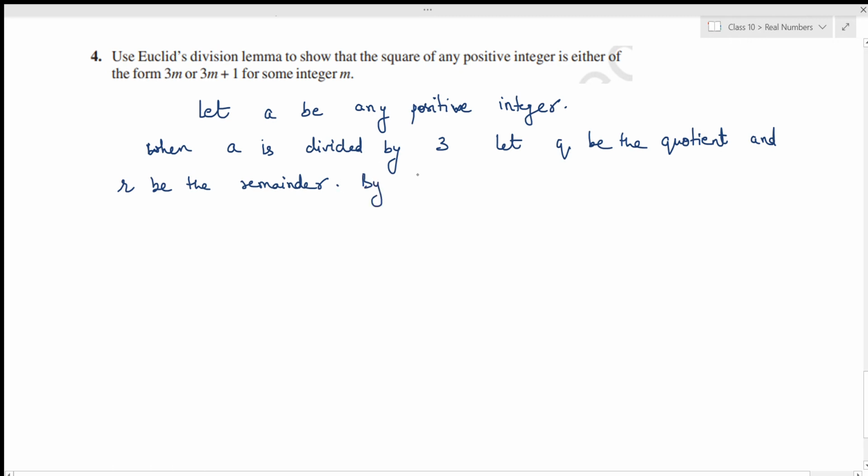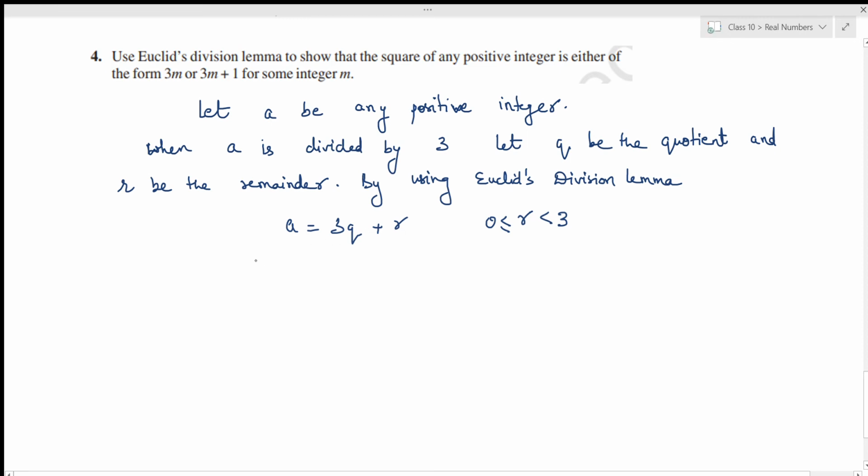By using Euclid's division lemma, you can say that a is equal to 3q plus r, and this r can take three values, 0, 1 and 2, because it should be less than 3 only. So now my a is 3q plus r.